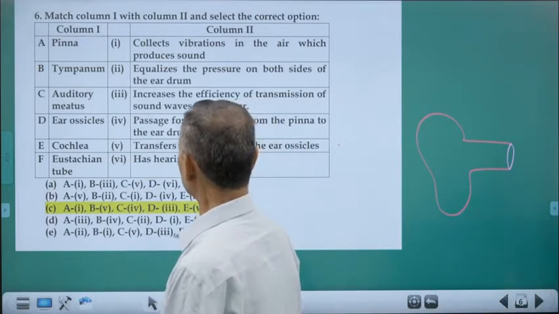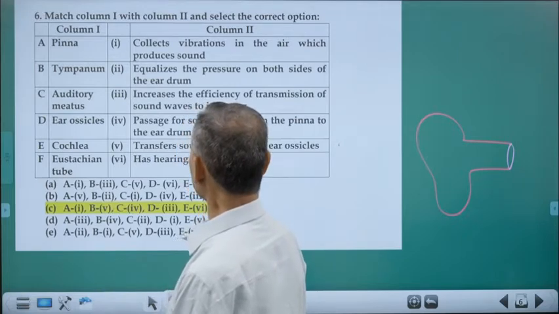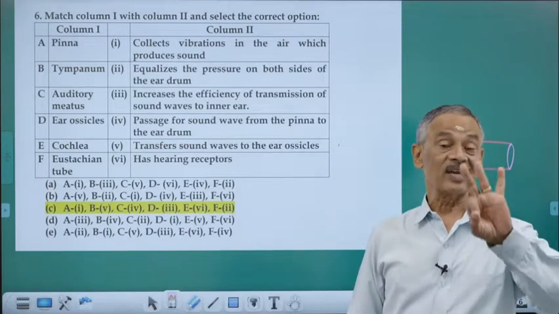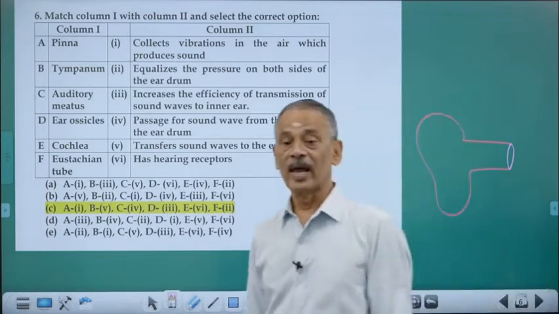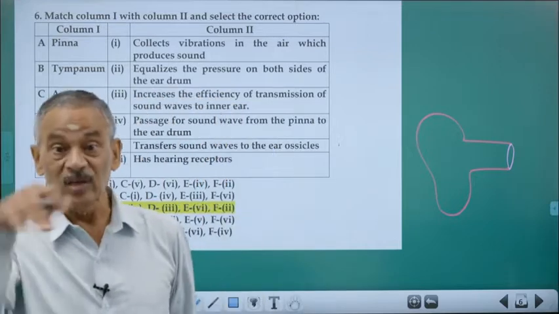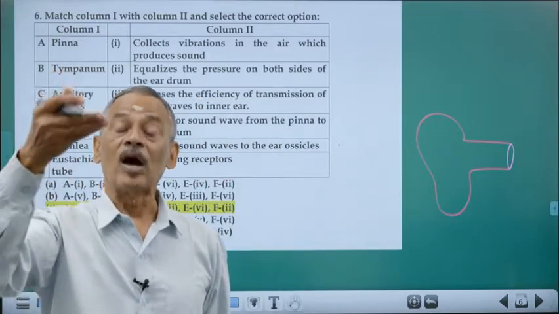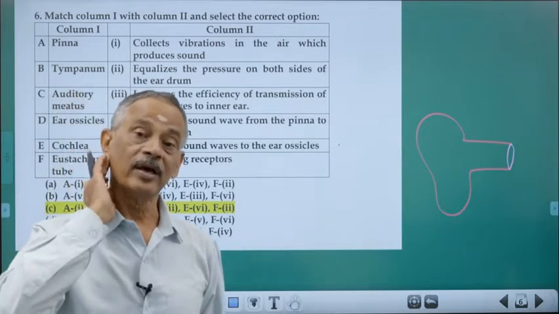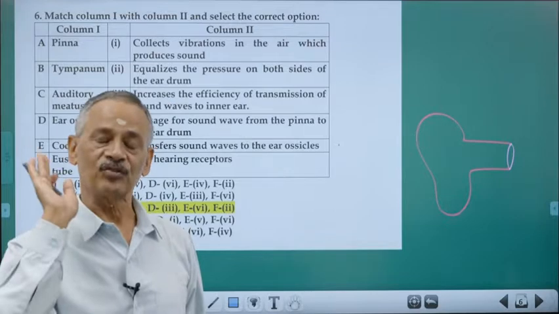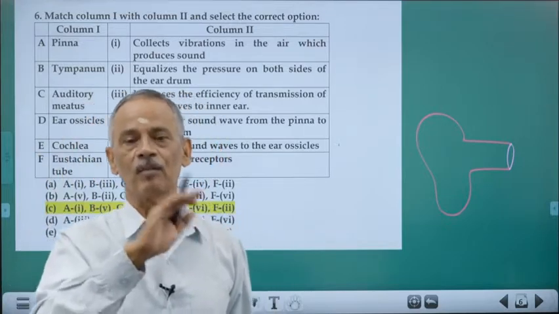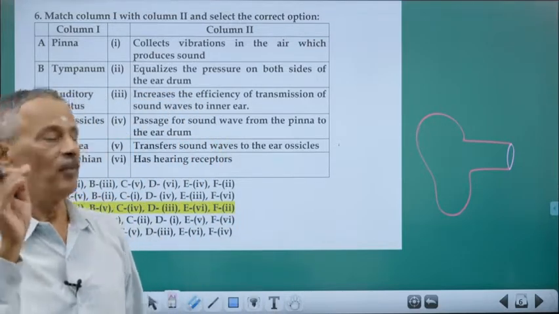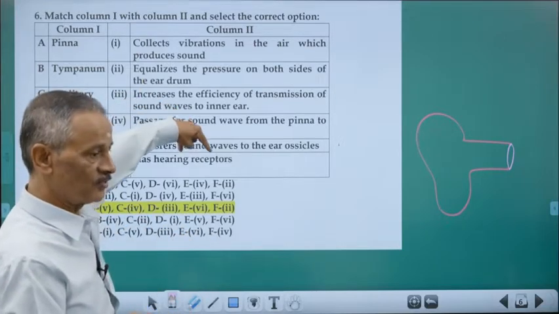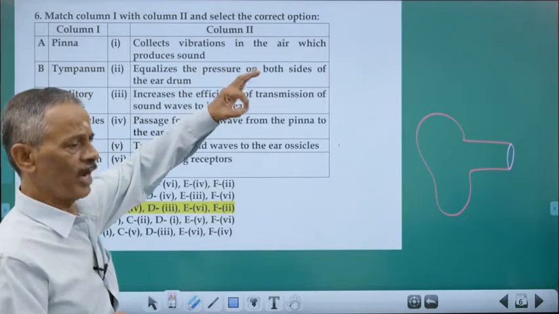Ear ossicles. We have 3 ear ossicles that increase the efficiency of transmission because they act as a leverage system and also magnify the sound vibrations about 10 times. So our middle ear is a built-in amplifier. It is not only conducting sound vibrations but also acting as a built-in amplifier. 10 times amplification is done because of that leverage system, and 2.2 times.